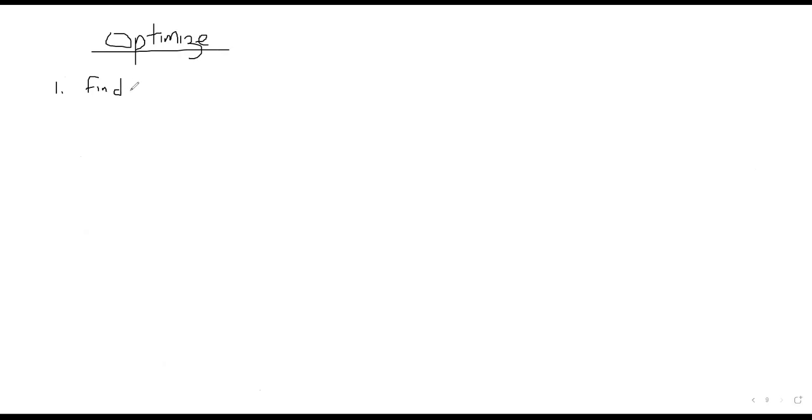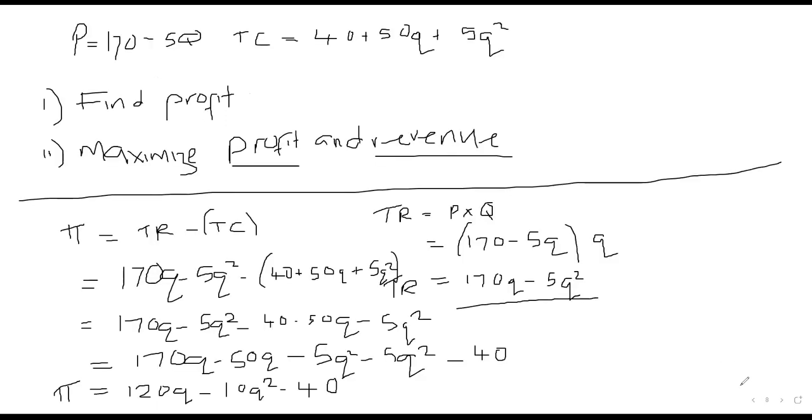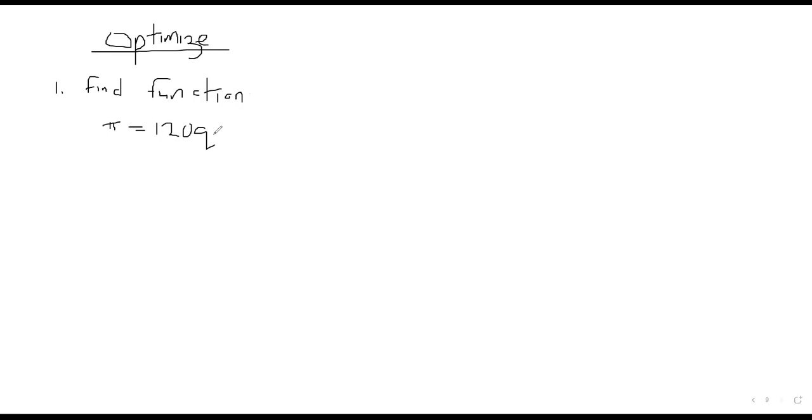So step 1, find that function. We're starting with the profit. What was our profit function? Profit, which is denoted by pi, is equal to 120Q minus 10Q squared minus 40. What was the second step? Step 2, we said differentiate and equate to 0.